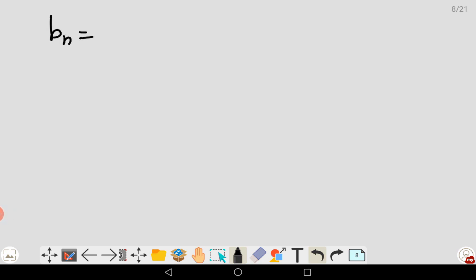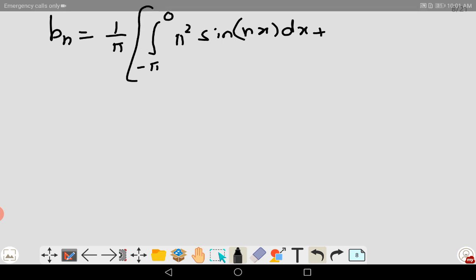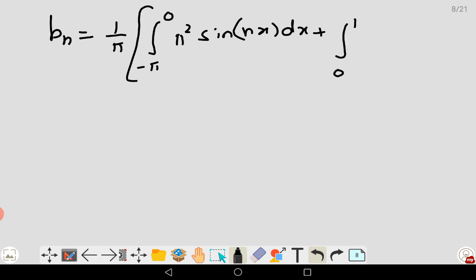Now I am leaving finding bn to you. You know the formula again. I have to use the formula: 1 by 5 from negative pi to 0 of pi square sin nx, n pi x over pi, isn't it? Plus 0 to pi of square minus x square, again sin nx dx.